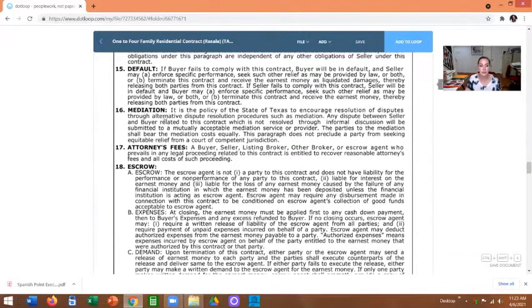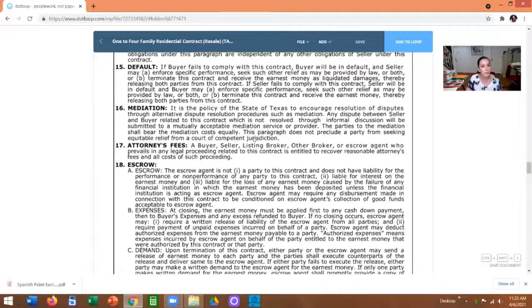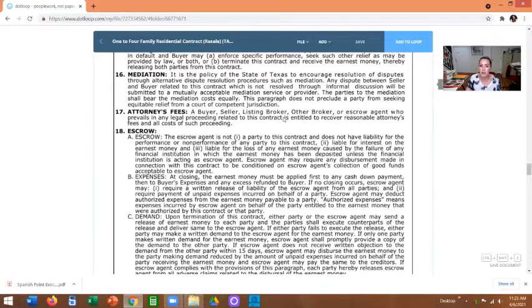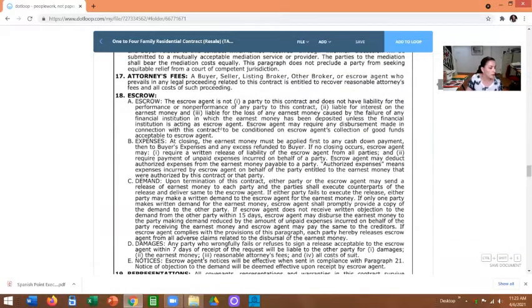And if there's a disagreement, everybody agrees to go to mediation first. It's cheaper and it's faster. And if they have a disagreement and they wind up in court, then the loser may have to pay the winner's attorney's fees. Escrow, title company is a neutral party.